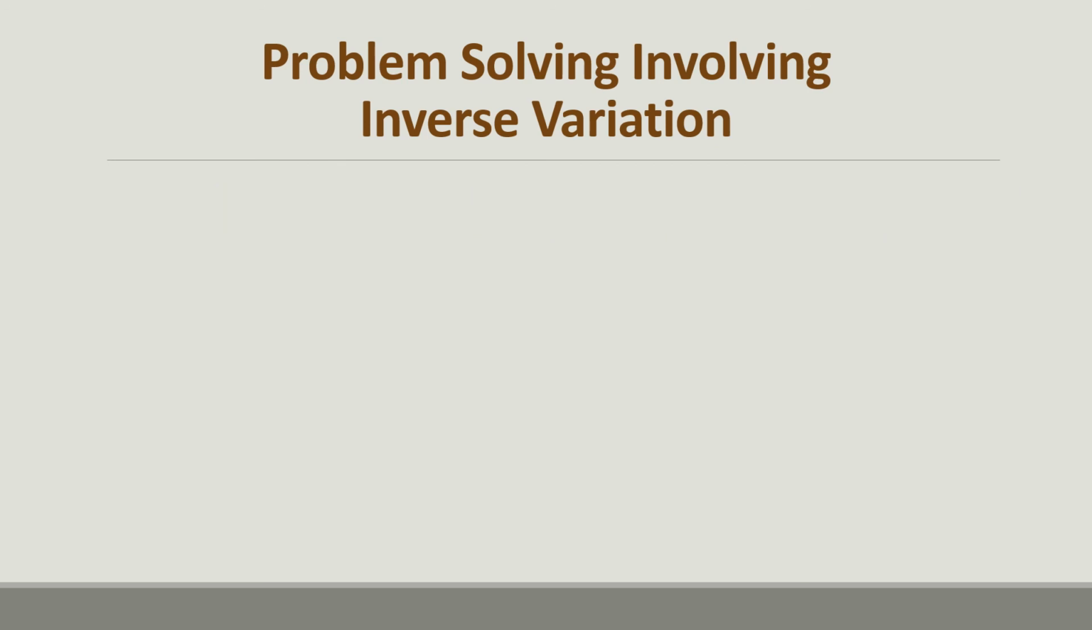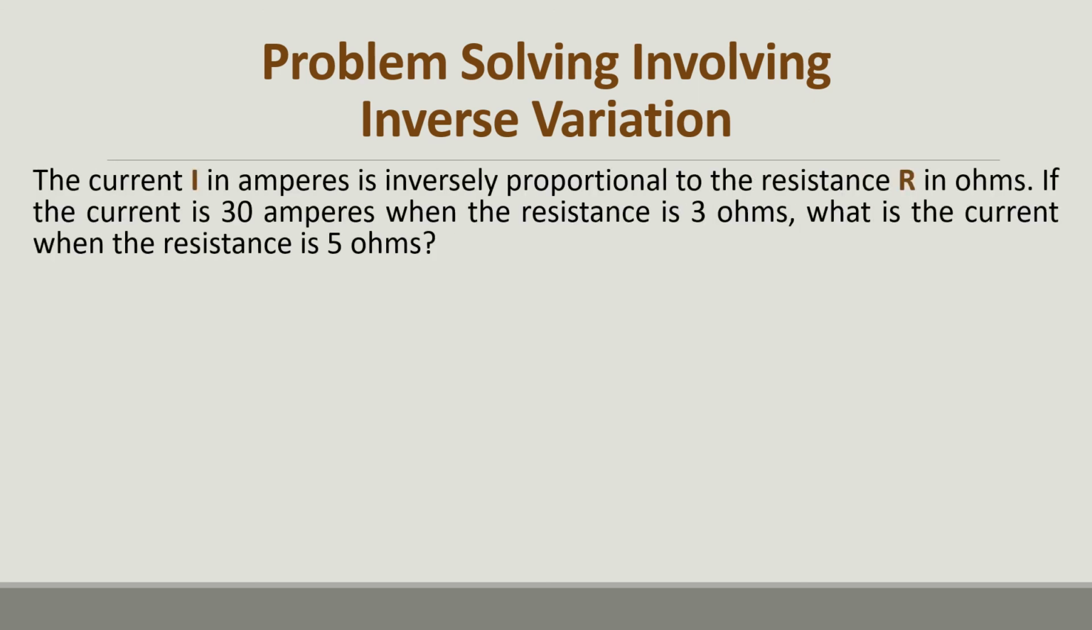Now let's have another problem involving inverse variation. The current I in amperes is inversely proportional to the resistance R in ohms. If the current is 30 amperes when the resistance is 3 ohms, what is the current when the resistance is 5 ohms?